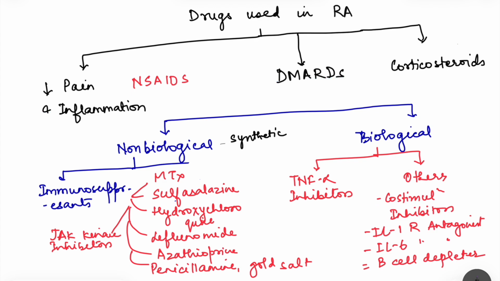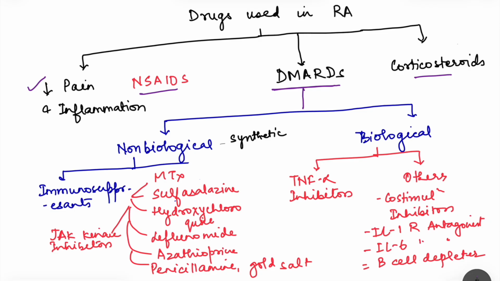Well, once we have understood the pathophysiology, it is easy to understand the drugs. So one is the drugs which are used for decreasing the pain and inflammation, that is the NSAIDs. Then we have disease modifying antirheumatic drugs, that is DMARDs, and finally we have corticosteroids. These disease modifying antirheumatic drugs are the drugs which interfere with the pathogenesis. See, NSAIDs will decrease the pain and inflammation, but they will not act on the root cause of the disease. On the other hand, DMARDs are required because they act on the root cause of the disease.